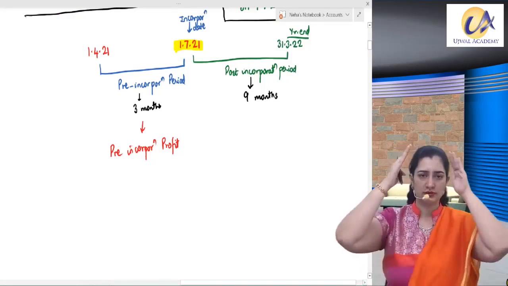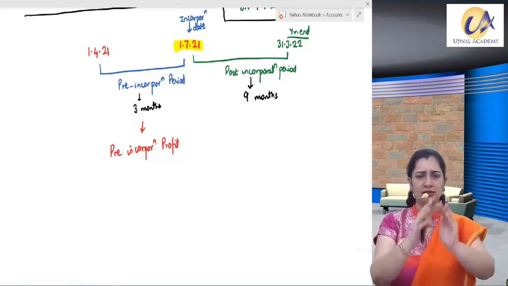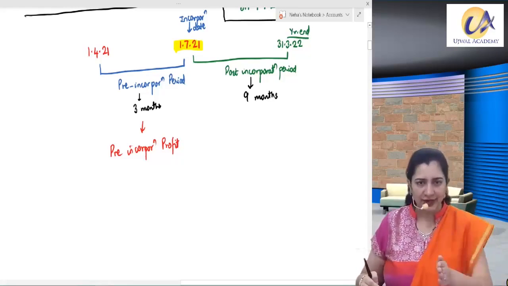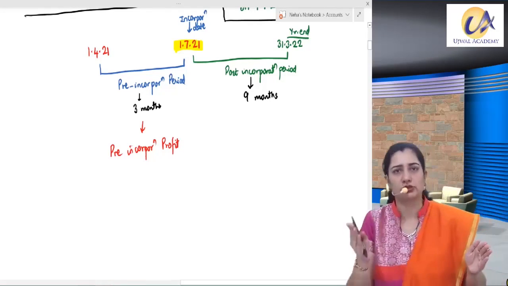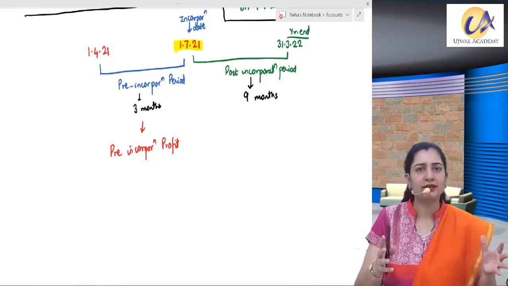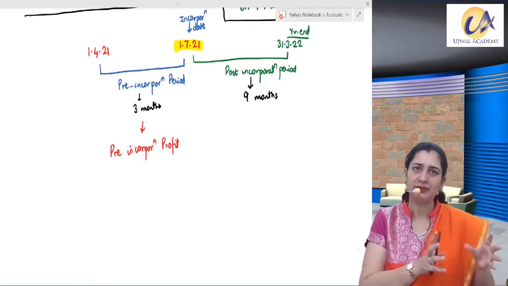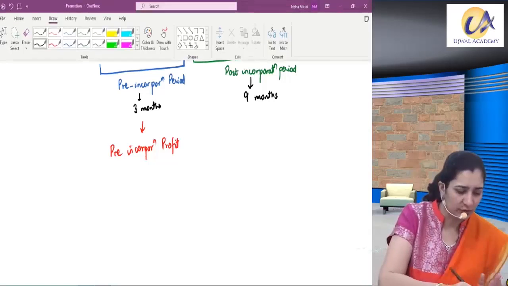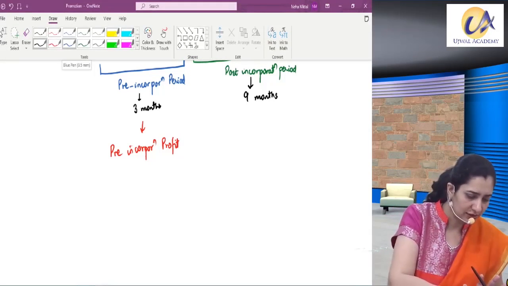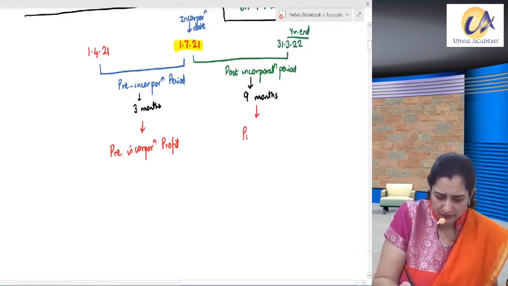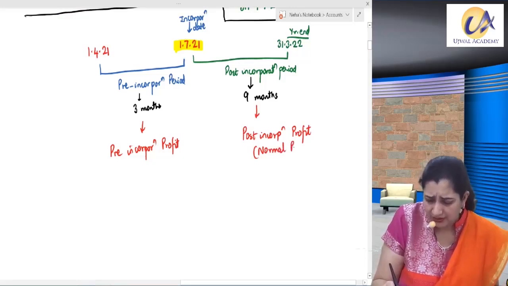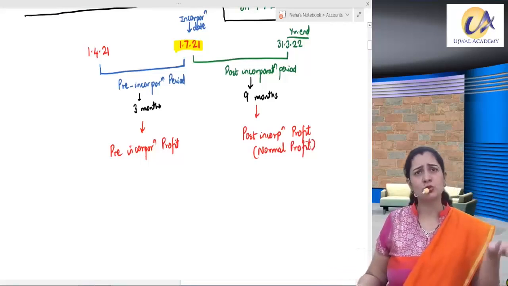ठीक है? तो one thing you have to understand कि जब भी you are having this question, first you have to see what is the date of incorporation and divide your period. Okay, pre and post, divide it. The moment you divide your period, it becomes like, pre-incorporation period so many months, post-incorporation so many months. Okay, the profit earned in this is your regular normal profit, right? We can call this the post-incorporation profit. Means this is the regular profit. This is normal profit. Why? Because the company is formed and the company is doing business, the company is earning it. So what is the big deal?